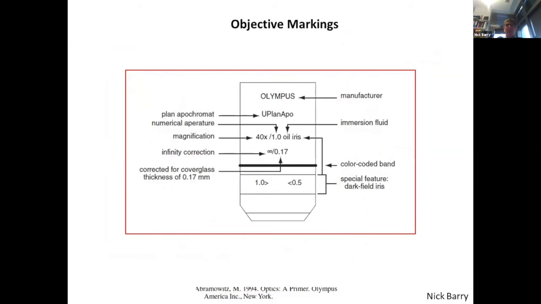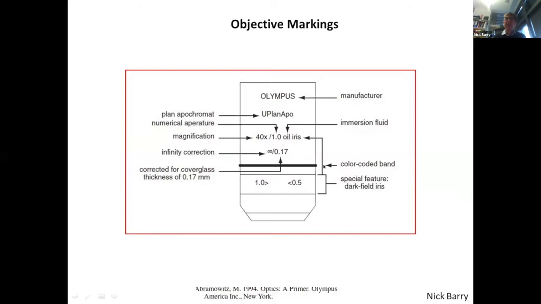Again, modern objectives are covered in writing. You've got a manufacturer, the type of objective it is, magnification, what its NA is, what its immersion fluid is, whether it's an infinity correction objective, and cover slip. So looking at all of this can tell you how to use the objective. And generally speaking, the more writing you have, the more it costs. So taking a look at that is quite informative. It can help you put your sample on correctly, particularly it'll tell you the cover slip thickness.